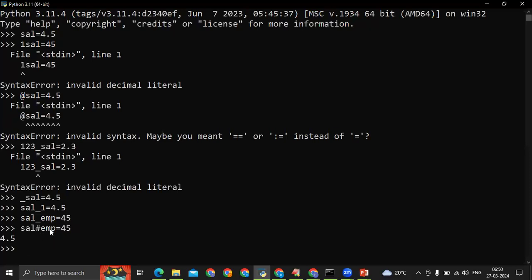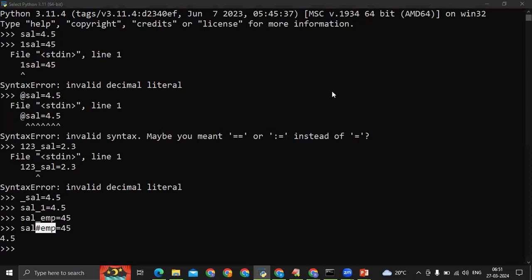Hash is used for commenting purpose. It will not take it. It will consider salary as 4.5. Is this clear? Students, is this clear? It will take the value as salary 4.5. Yes, good.